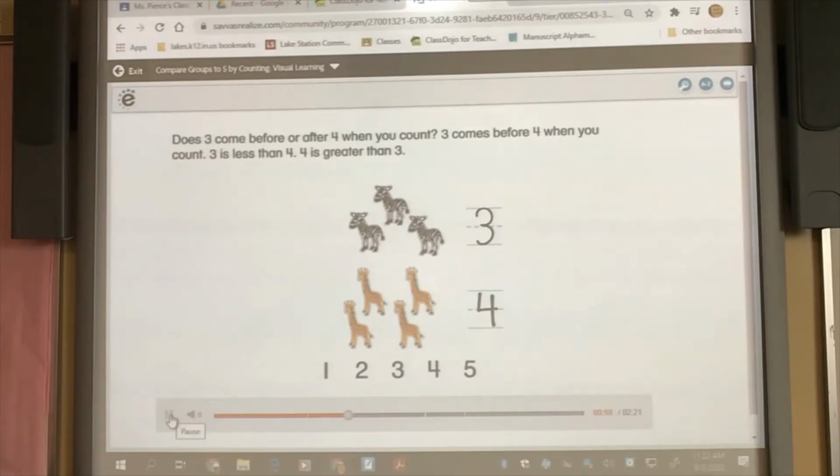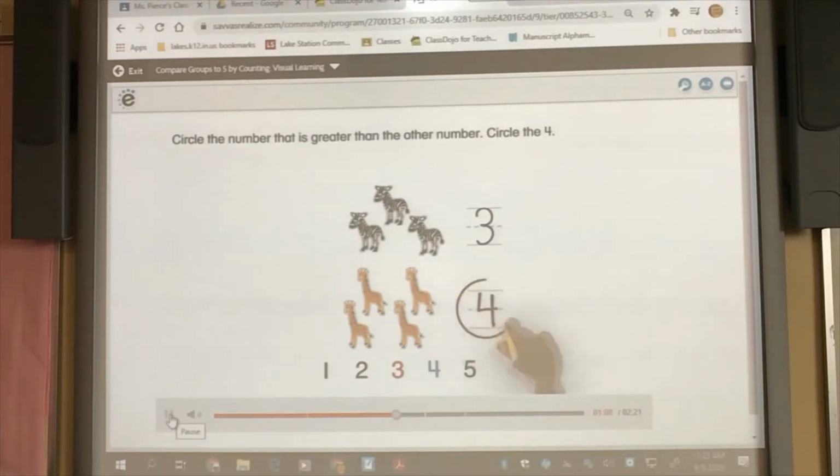Does 3 come before or after 4 when you count? 3 comes before 4 when you count. 3 is less than 4. 4 is greater than 3. Circle the number that is greater than the other number. Circle the 4.